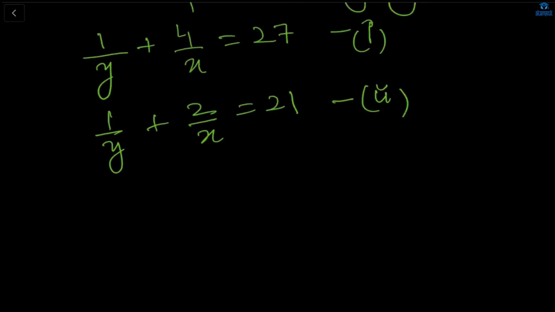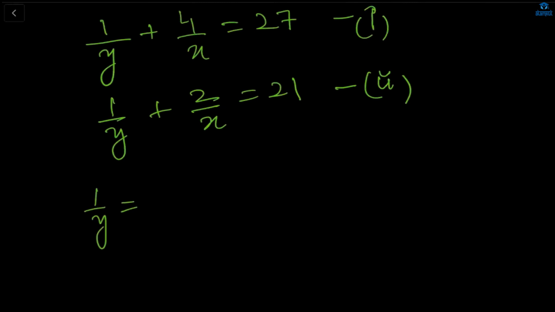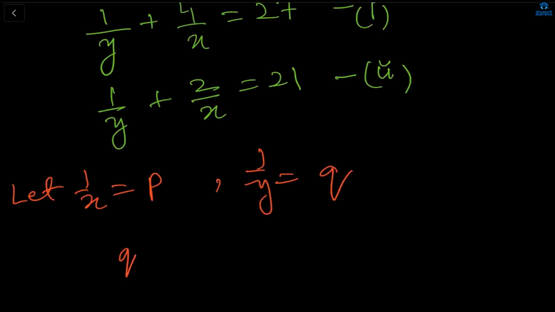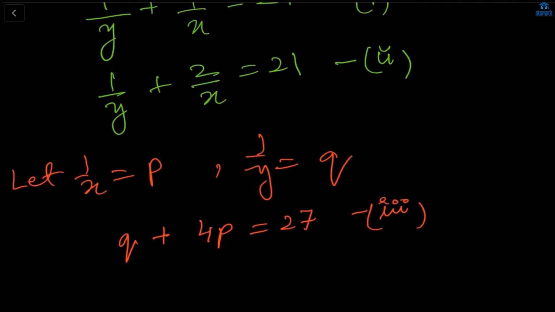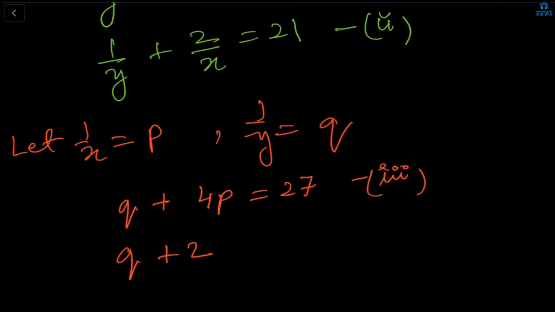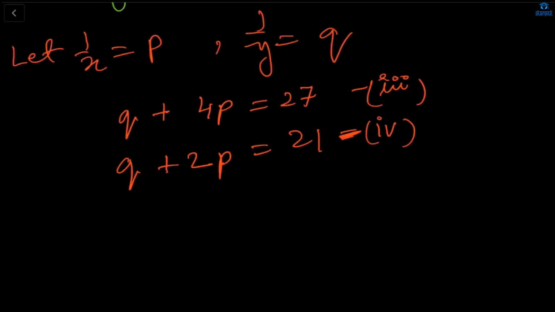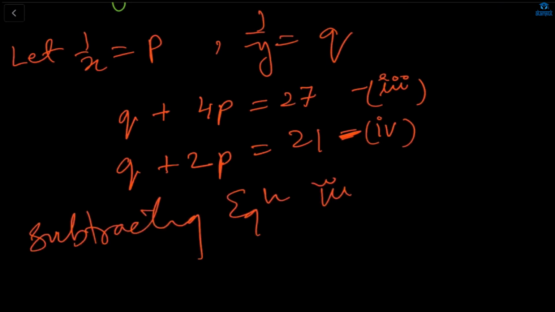So now we are assuming, let 1 upon x be equal to p and 1 upon y be equal to q. So what equations will we be forming? q plus 4p is equal to 27. This is your equation number 3. And here you form q plus 2p is equal to 21, which is equation number 4. Understood?